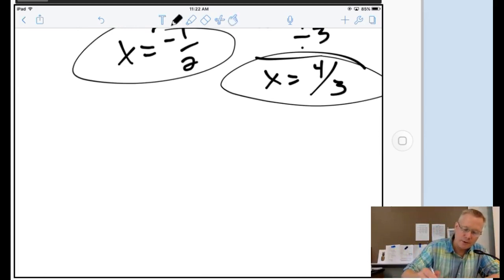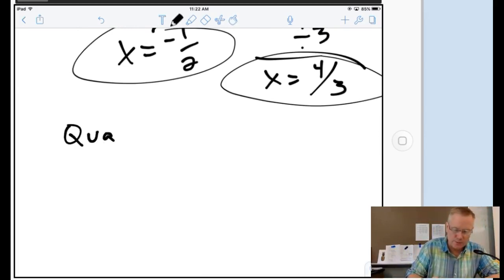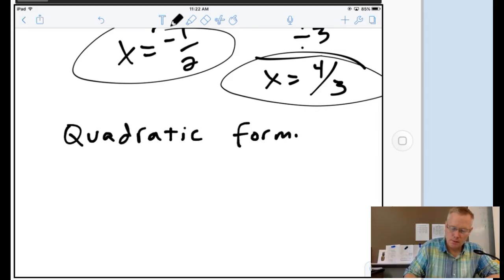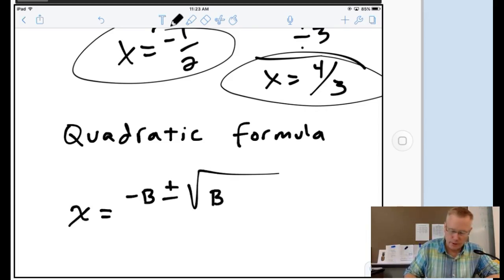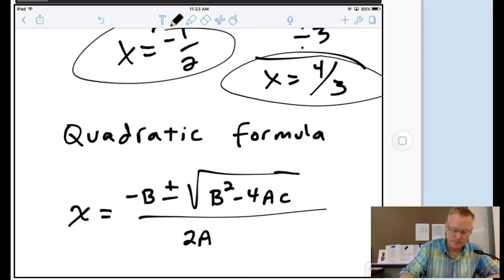All right, so next, quadratic formula. Many of you don't like factoring, and life is not over. There is another way to do these problems, and it's called the quadratic formula. And it's x equals negative b plus or minus the square root of b squared minus 4ac all over 2 times a.